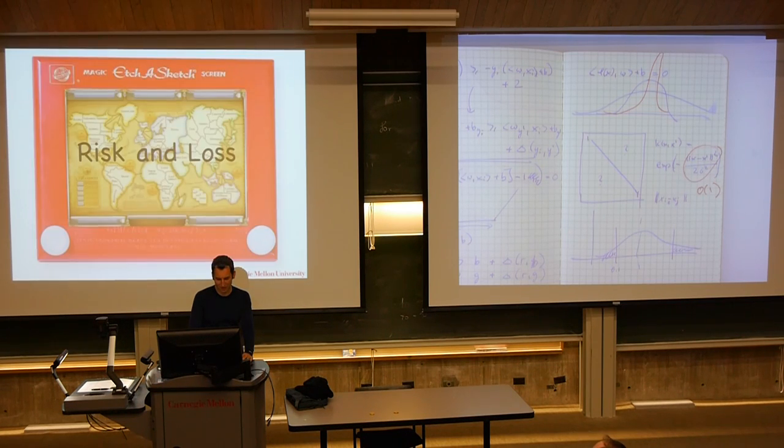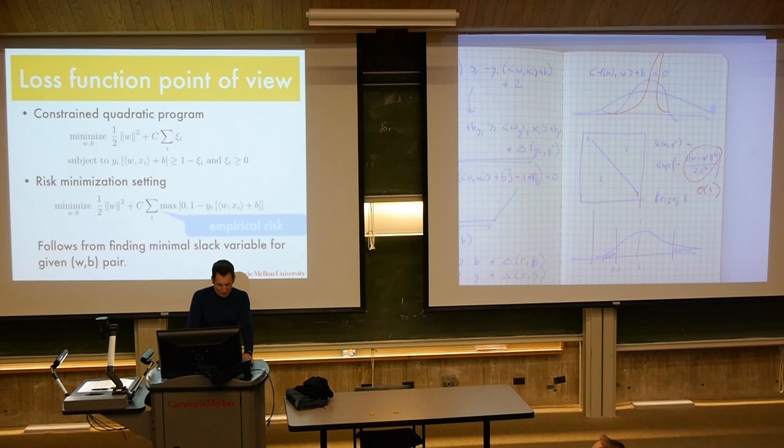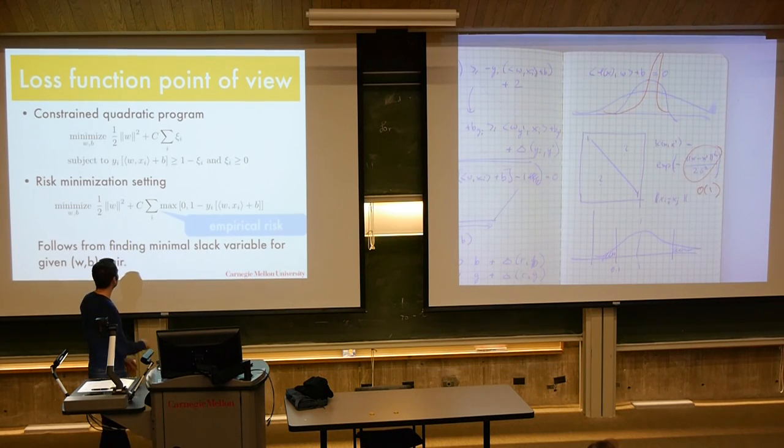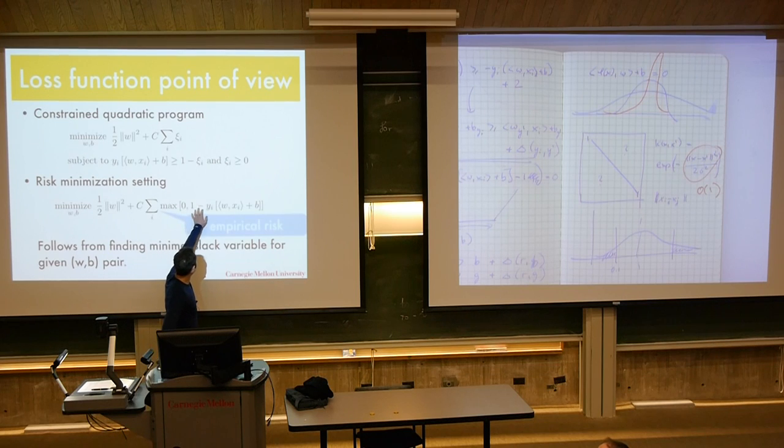OK, now let's look at risk and loss. So remember what we had, right? We had this constrained quadratic program. This one on top is really just simply an optimization problem. Now, what I can actually do is rewrite this by getting rid of the constraint. Think about it. If I give you W and B, you can immediately work out what the optimal value of psi is, right? Because psi is then the maximum between 0 and the amount by which I violate the margin. Any larger psi will just give me a worse solution, so I can immediately solve in closed form what the value of psi has to be. That thing here.